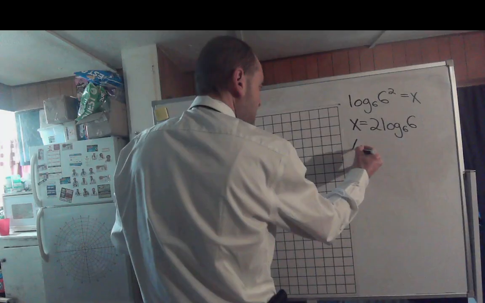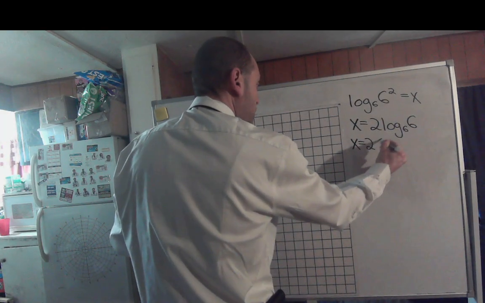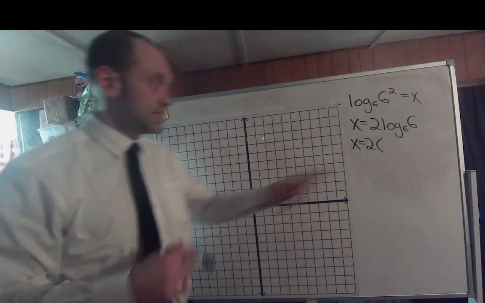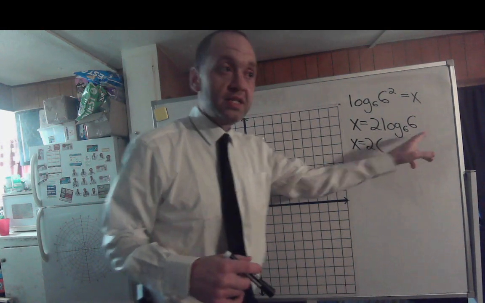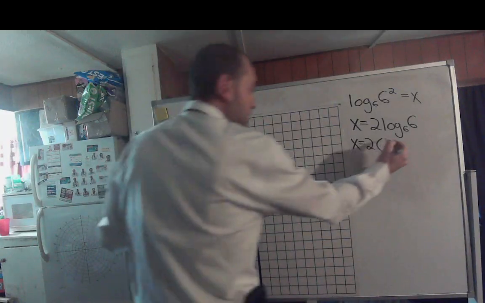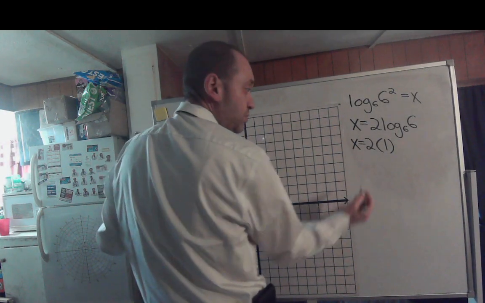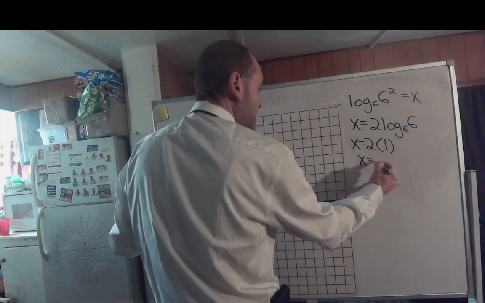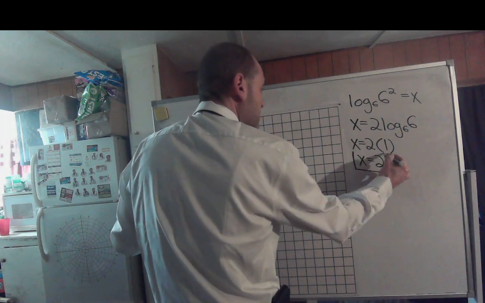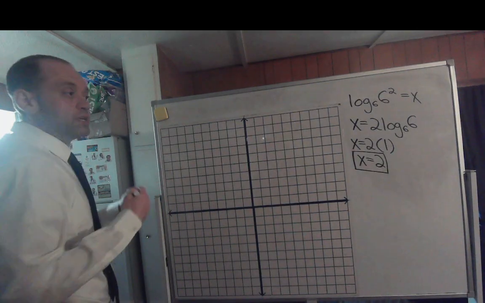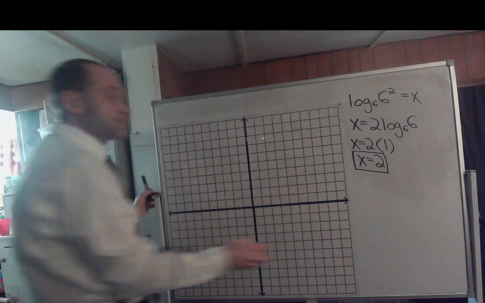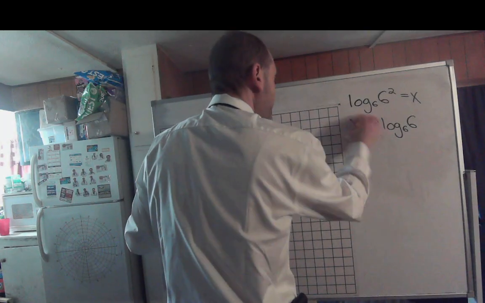Well, x equals 2 times what? 6 to what power equals 6? That would be 1, right? So x equals 2 times 1, which just means that x equals 2. So your real answer is going to be that x equals 2. And yes, I have more examples like that.